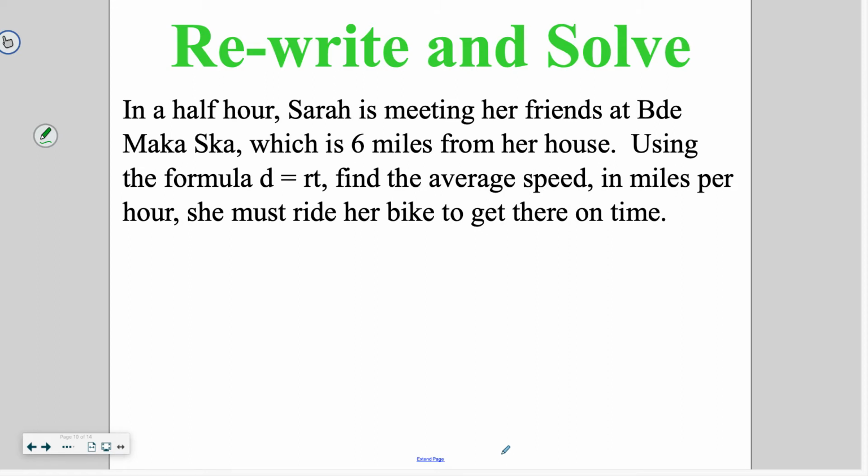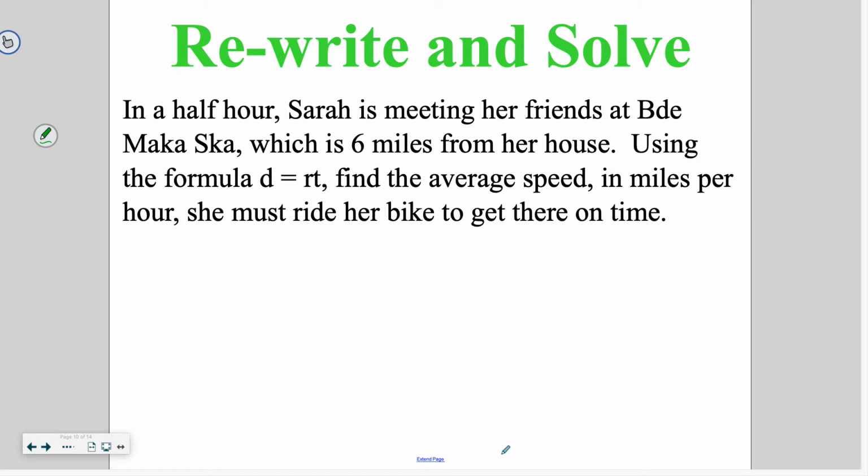Now that we've rearranged formulas, we're going to talk about how we can use those rearranged formulas. So in this case, in a half an hour, Sarah is meeting her friends at Bde Makaska, which is 6 miles away from her house. Using the formula distance equals rate times time, find the average speed in miles per hour she must ride her bike in order to get there on time.